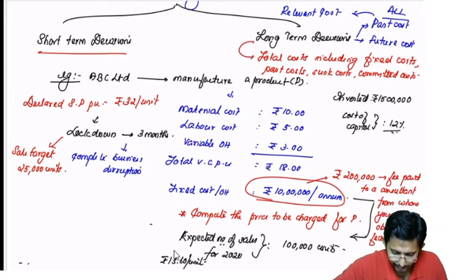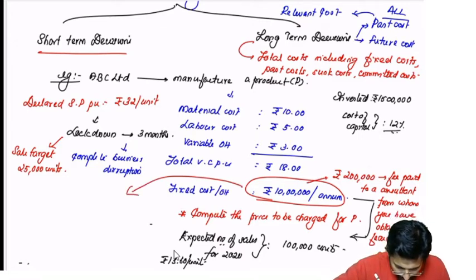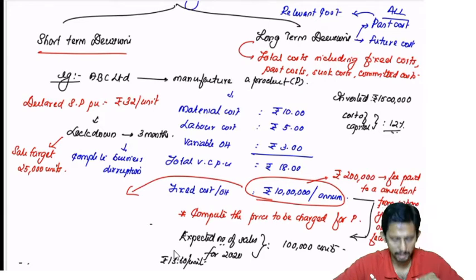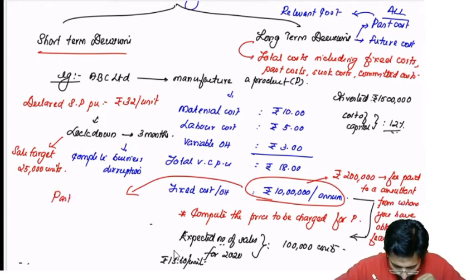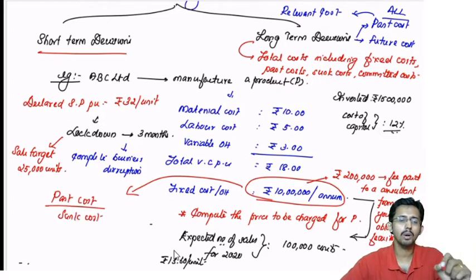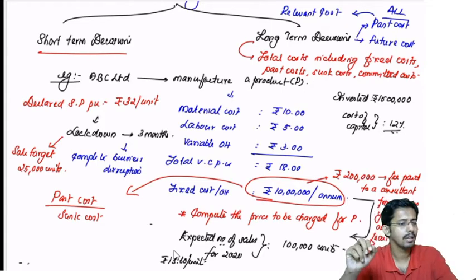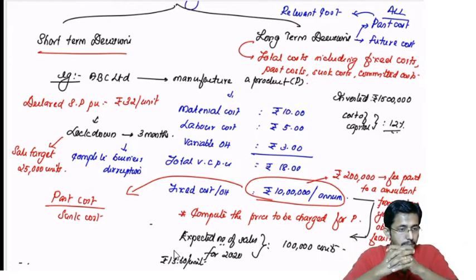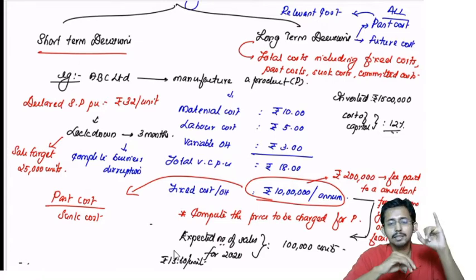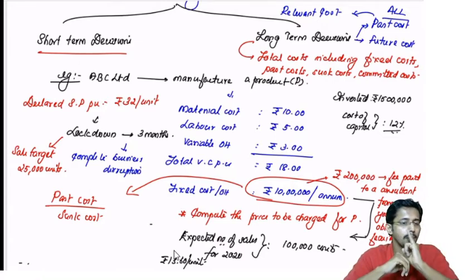Now in this case, the fixed cost includes some cost which is already incurred in the past, which you call past cost or sunk cost. Any past cost or sunk cost is not a relevant cost. Why is it not a relevant cost? It is already incurred. Whether you take a decision to reduce the selling price or not, that is not going to change. Is it clear? That is point number 1.